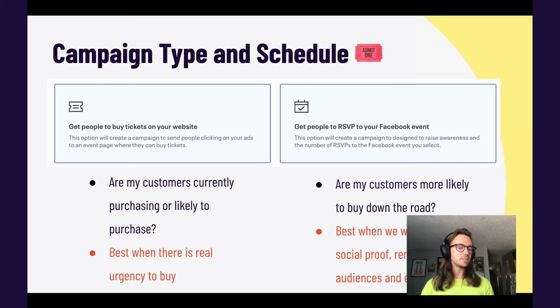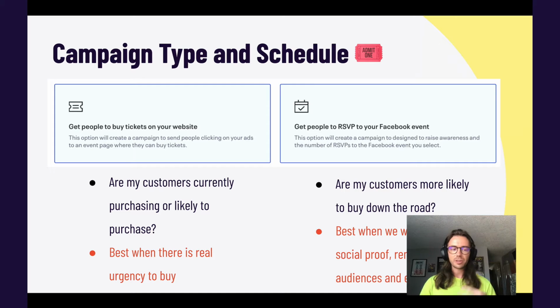So if you ran one of these types of campaigns to get people to buy tickets on your website and you didn't see the best results, the first question you should ask yourself is, are my customers currently purchasing or are they likely to purchase at this point in time? Really try to empathize with your customer's perspective and put yourself in their shoes. If your event's maybe 3 months out, your customer's not worried about the event selling out or anything like that. Why would we expect your customer at this point in time to be buying tickets? They might as well wait until a later date, when they can ensure they can attend the event, and then purchase.